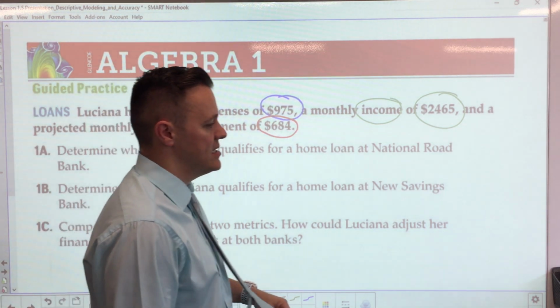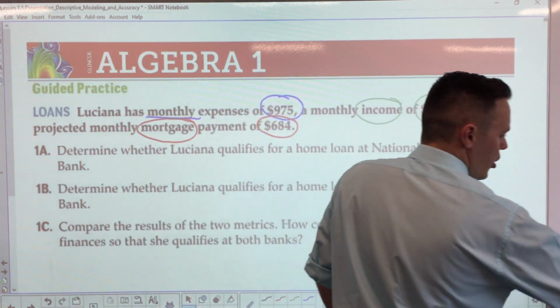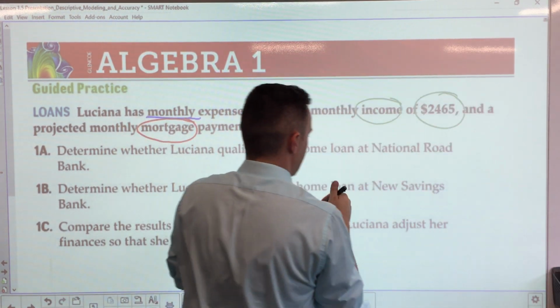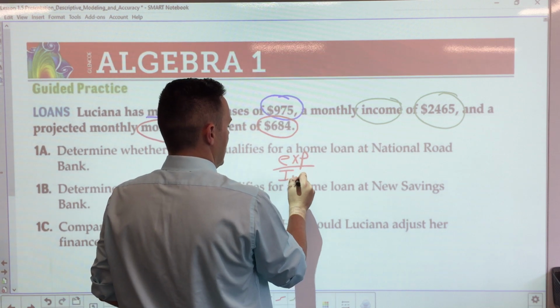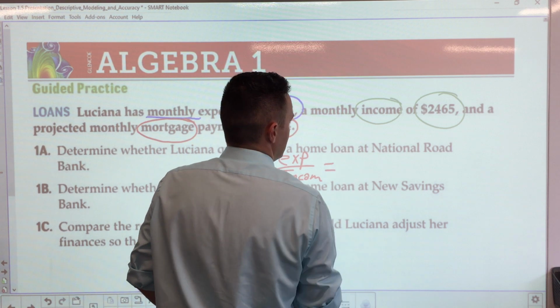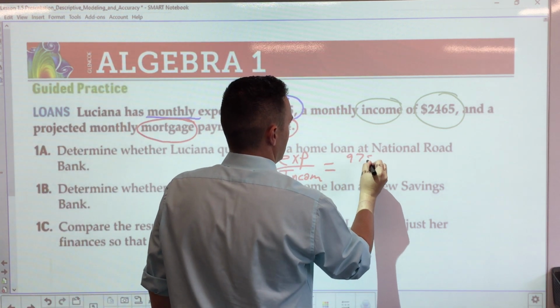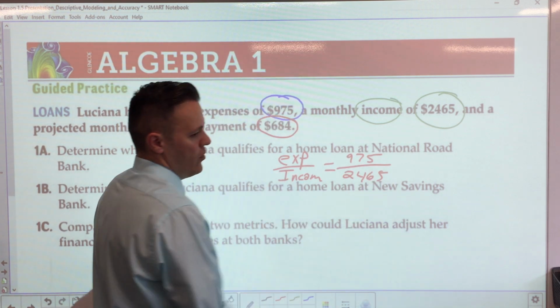Hopefully you did this on your own, so let's look at this real quick. For the National Road Bank, they want expenses over income. When you do this, your expenses here are going to be $975 over your income of $2,465.